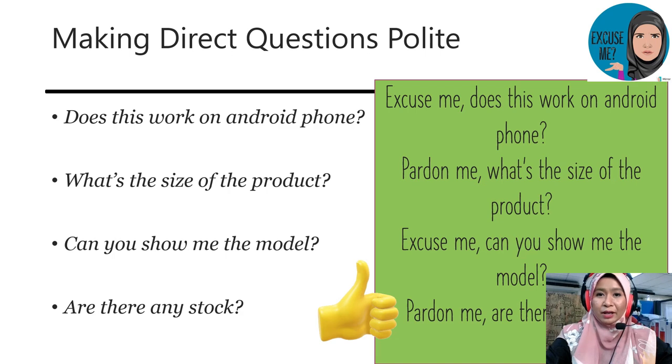So, how do you make direct questions polite? Direct questions can seem abrupt or even impolite at times, especially when asked by a stranger. For example, if you go up to someone and ask, does this work on Android phone? What's the size of the product? Can you show me the model? Are there any stock? There is nothing wrong with asking questions in this manner, but to sound more polite, it's very common to add excuse me or pardon me at the beginning of a question. For example, excuse me, does this work on Android phone? Pardon me, what's the size of the product? Excuse me, can you show me the model? And pardon me, are there any stocks?